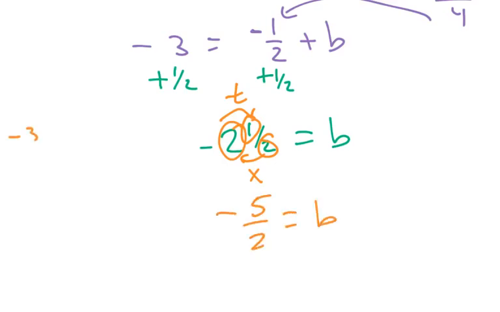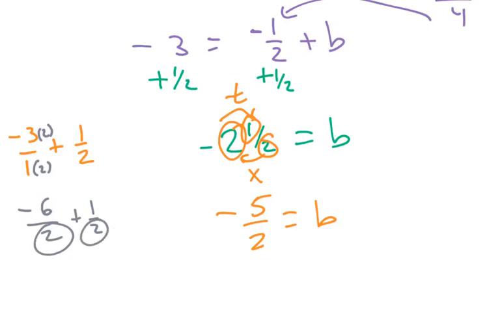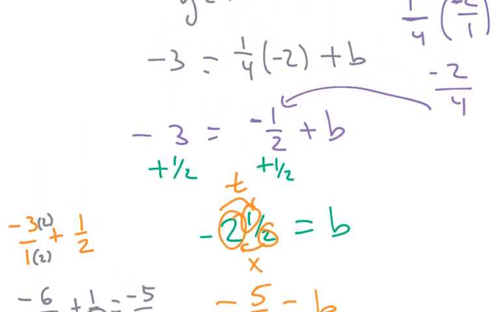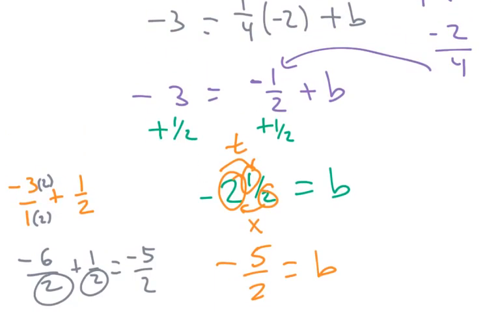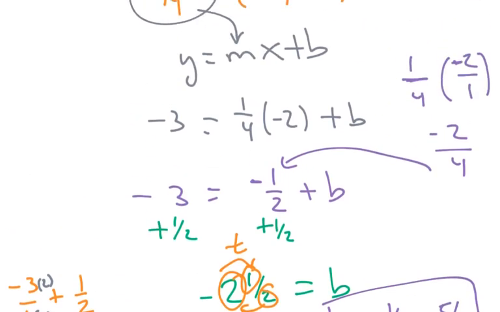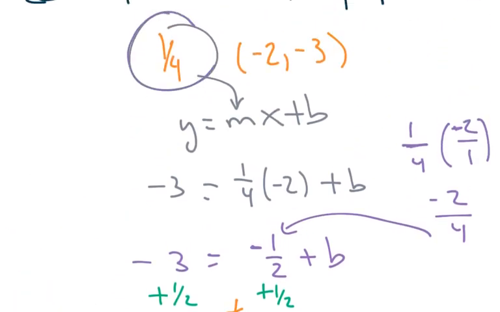You could also say negative 3/1 plus 1/2 and convert this into 2 and 2, so you have negative 6/2 plus 1/2. Now that the denominators are the same, add the numerators, and we get negative 5/2. So that's another way you could do it. In any case, the answer to this question is y equals 1/4 x minus 5/2. That's my equation. So perpendicular just means you take the slope, do the opposite reciprocal, and you're good to go.